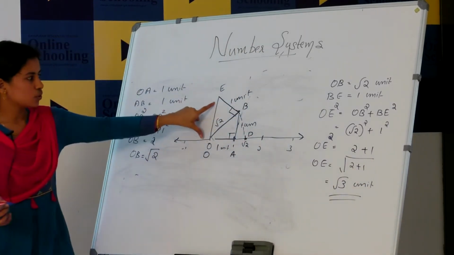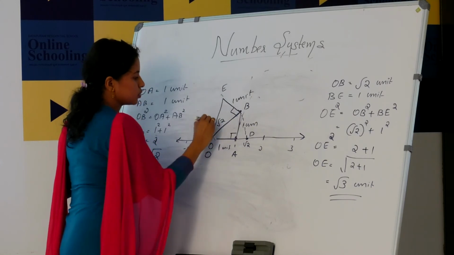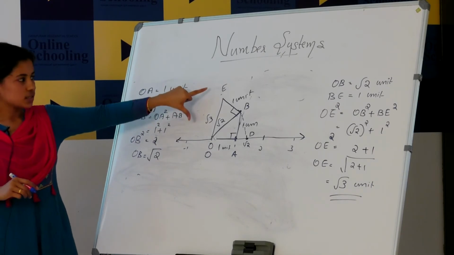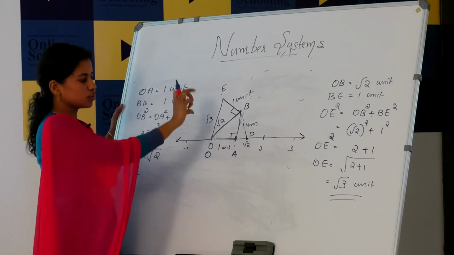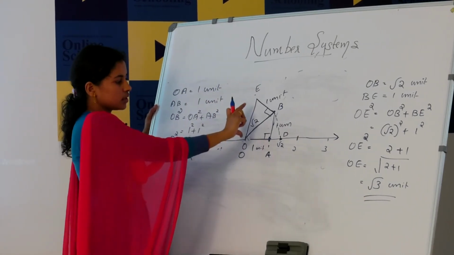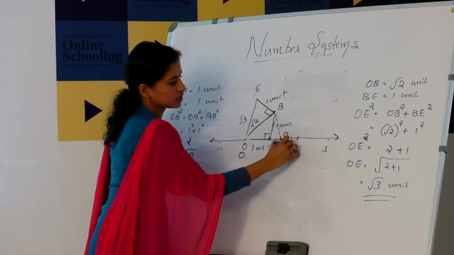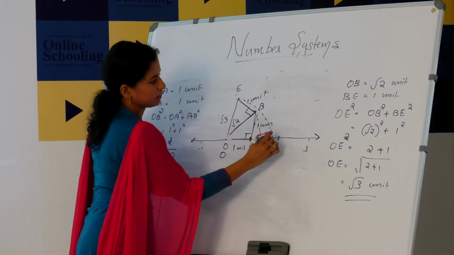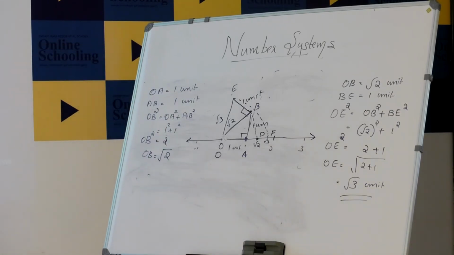So, here we get OE is equal to root 3. Next we draw OE equal to root 3 on the number line. In a similar way to root 2, we put the compass on O and take the length root 3 and draw an arc here. It is root 3 here. And F is equal to root 3 on the number line.